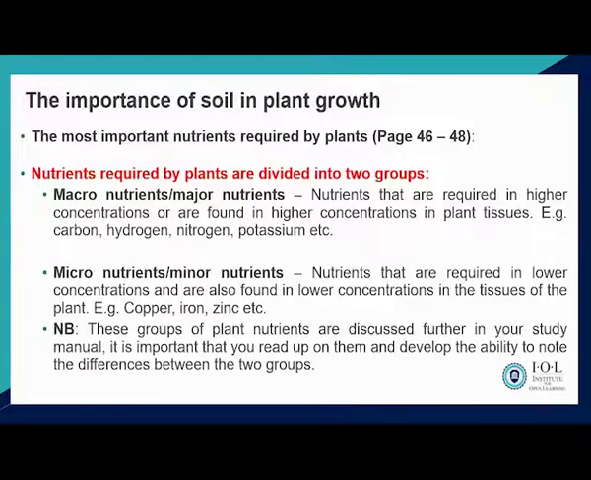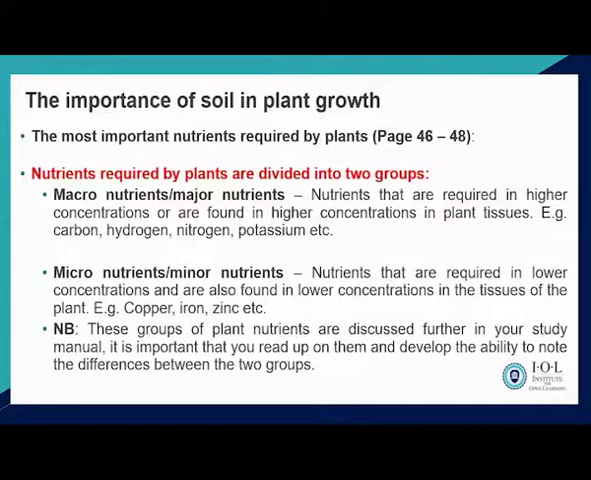With the difference being that macronutrients are required in higher concentrations. So these are required by plants in higher concentrations, or they are found in higher concentrations in plant tissues. And this includes nutrients such as carbon, hydrogen, nitrogen, potassium, and others as detailed on page 46 to 48 of your study guide.